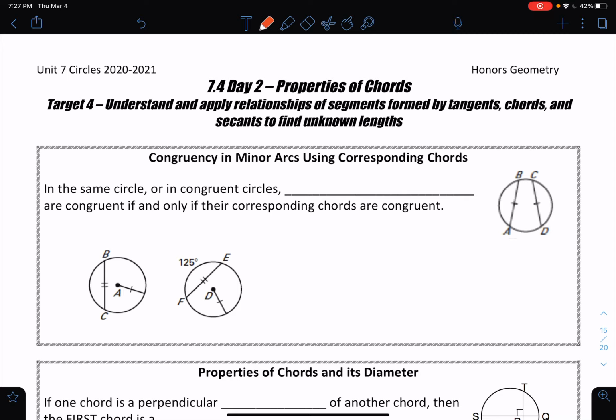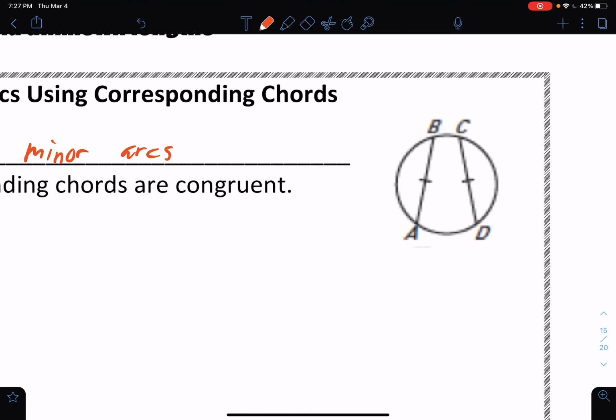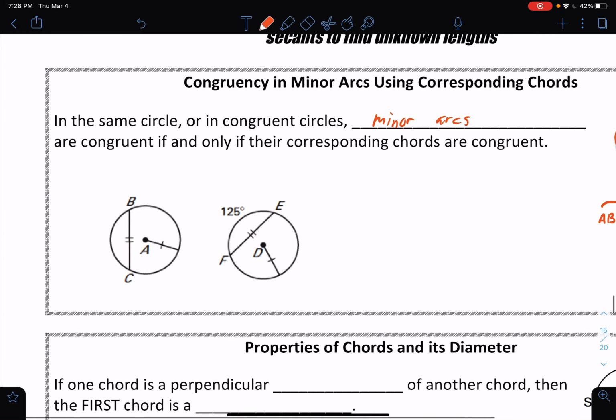Okay, so first off, in the same circle or in congruent circles, minor arcs are congruent if and only if their corresponding chords are congruent. So in this picture here, you see that chord AB is congruent to chord CD, which means that the arcs that they capture, arc AB, is going to be congruent to arc CD.